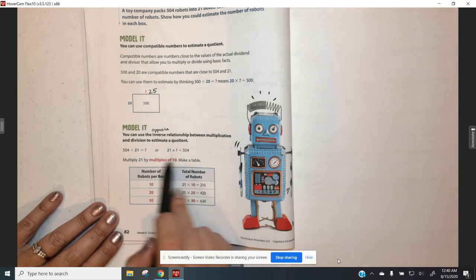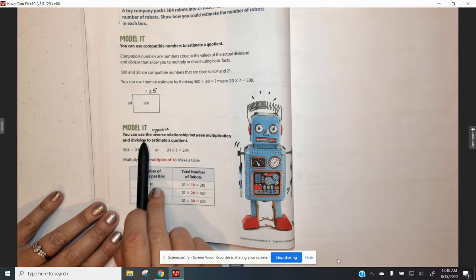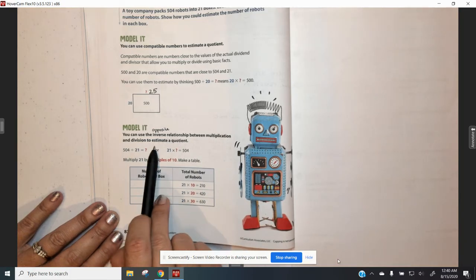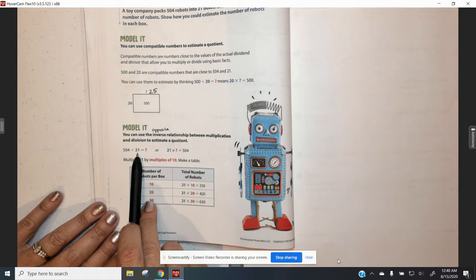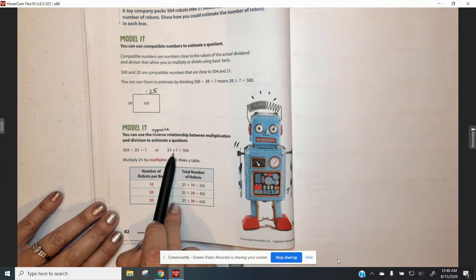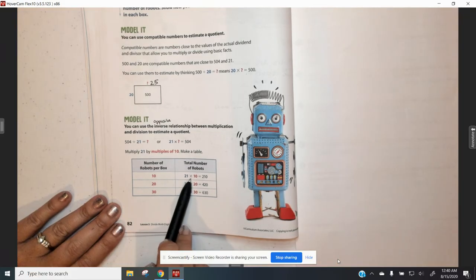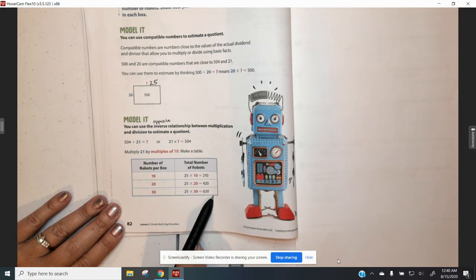In other words, if you're dividing, you can change it to multiplication, or multiplication to division. You can use the inverse or opposite relationship between multiplication and division to estimate a quotient. So 504 divided by 21, or 21 times what equals 504? So 21 times 10 is 210. 21 times 20 is 420. 21 times 30 is 630.